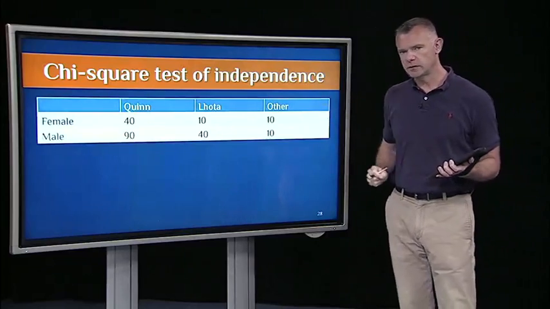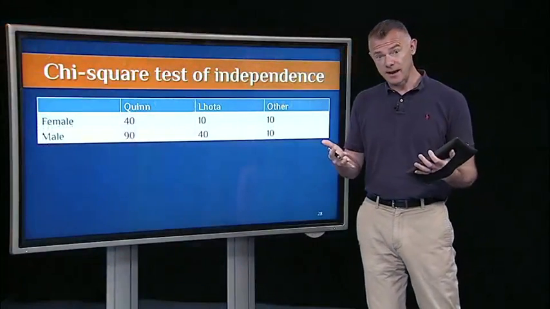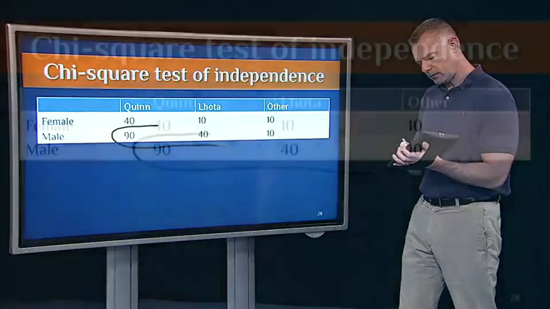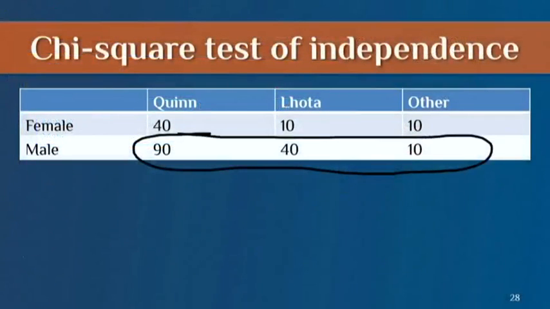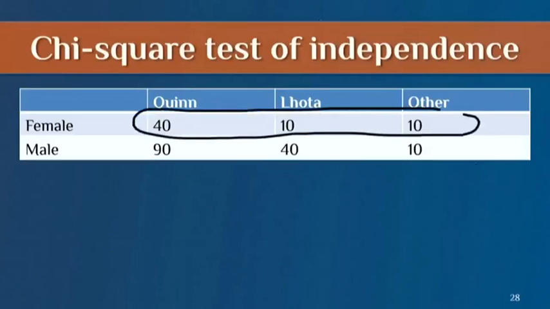Let's assume these are the results that we observed. So again, remember there were more male likely voters in this sample. So what we see is in the men, 90, 40, and 10 going across Quinn, Loda, and other. So again, looks like more people prefer Quinn. And then in the female voters, it's 40, 10, 10.